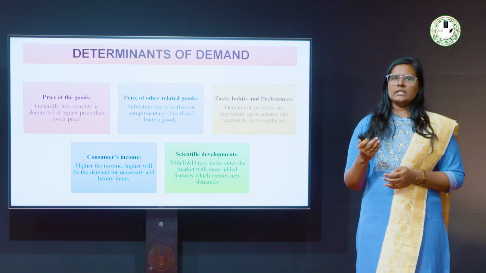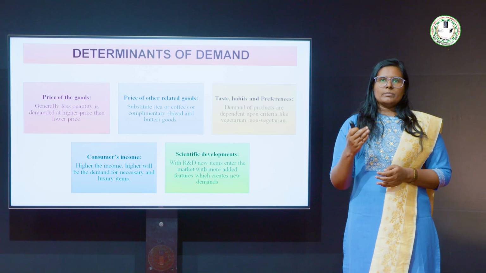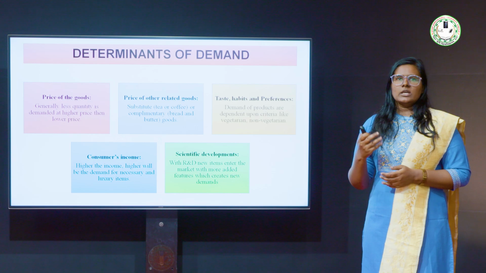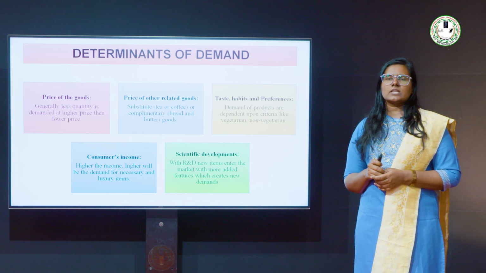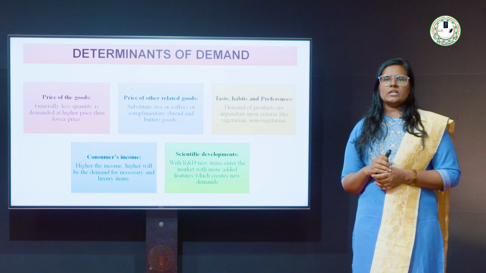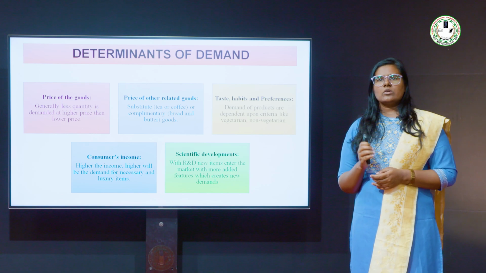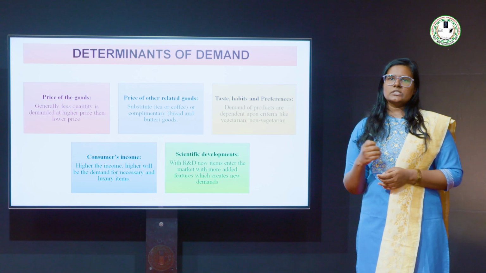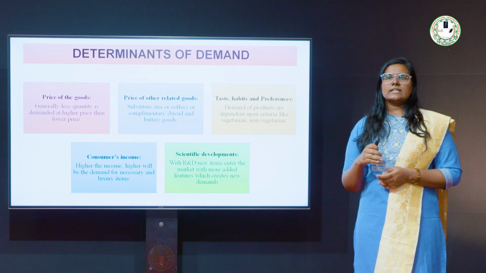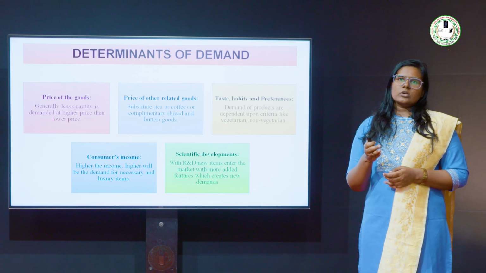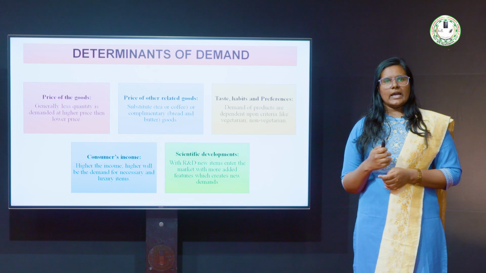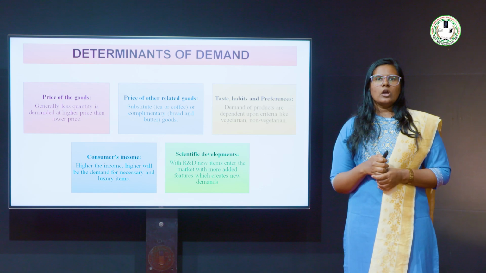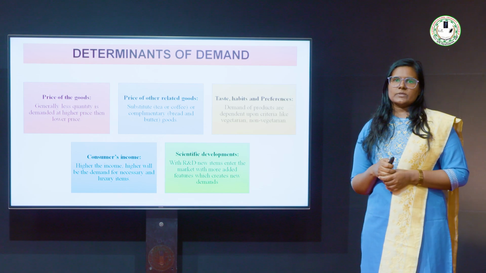If the price of bread increases, then people don't buy butter also, even though the prices are less. Third one is the taste, habit and preferences. Demand for products is dependent upon criteria like vegetarian or non-vegetarian. If the prices of meats go down, it doesn't impact demand, because the vegetarian won't be eating that. Next one is the consumer's income. Higher the income, higher will be the demand for necessary and luxury items.